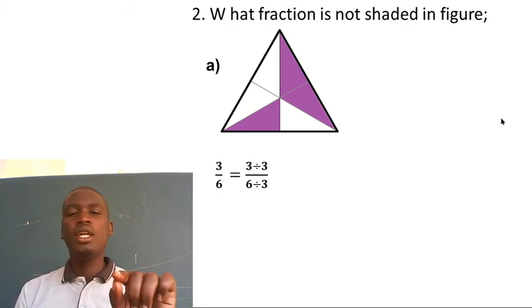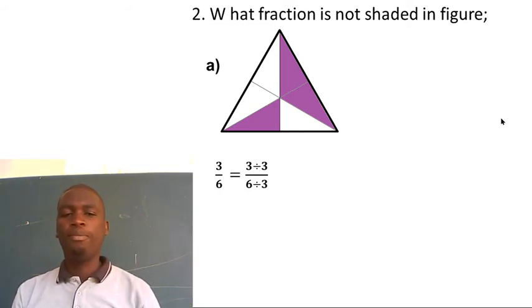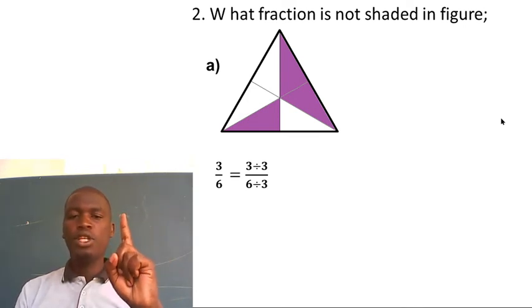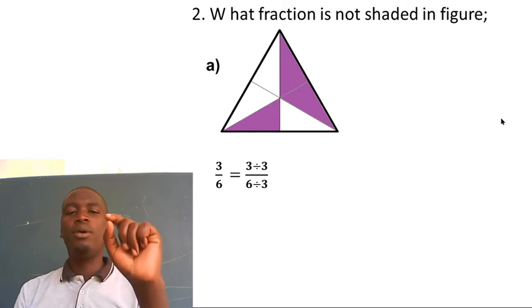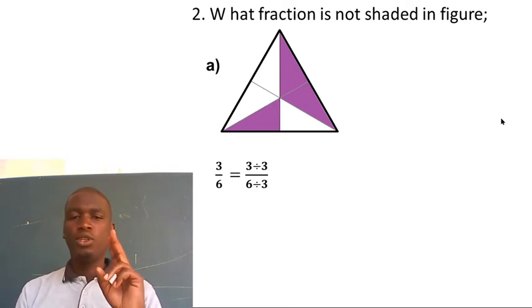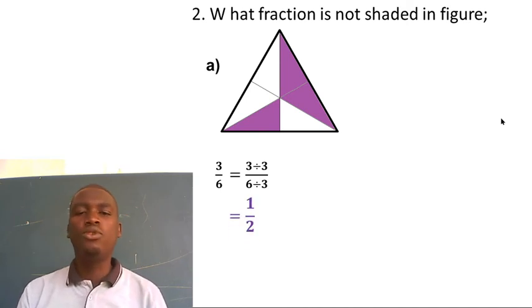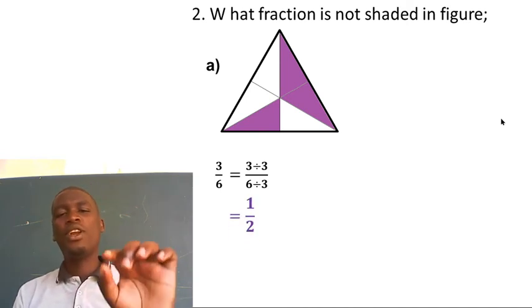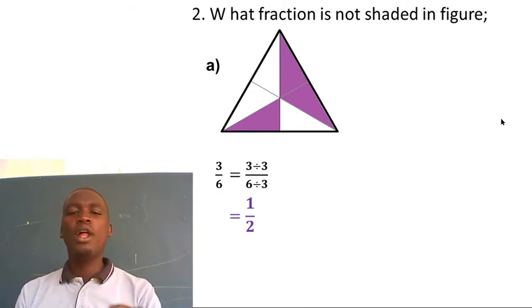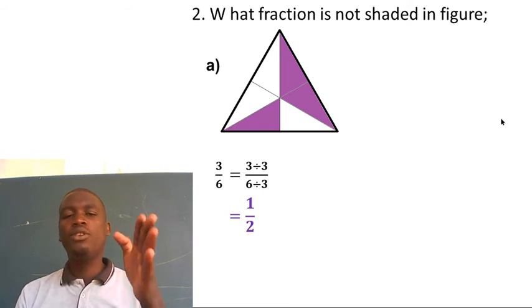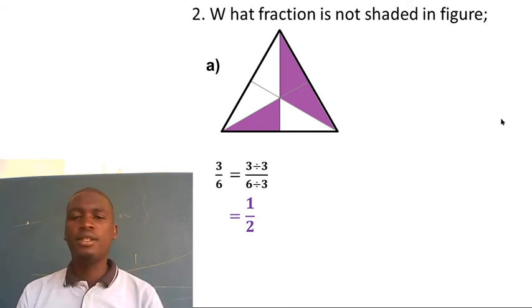We have to say, if the common factor is 3, then we shall say 3 divided by 3. What do we get? We shall get 1. And then 6 divided by 3. What are we going to get? We shall get 2. So which part is not shaded? The part which is not shaded is 1 out of 2. So another way of writing 3 out of 6 is 1 out of 2, which is a half. So half can also be written as 3 out of 6.